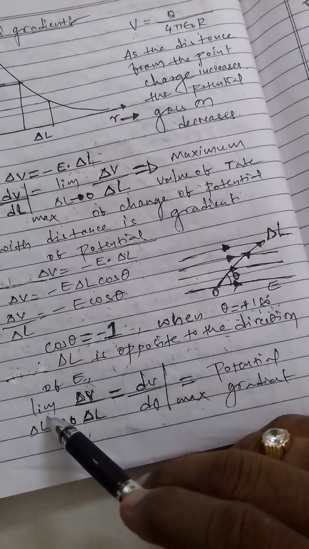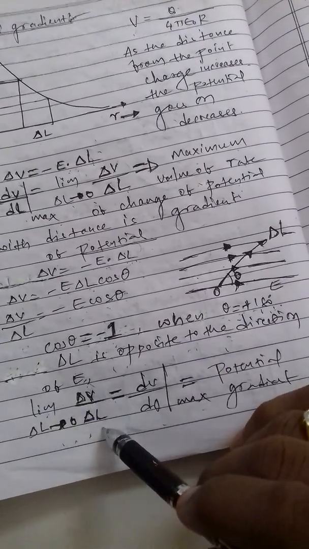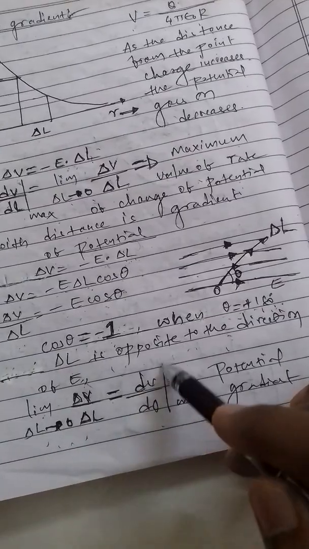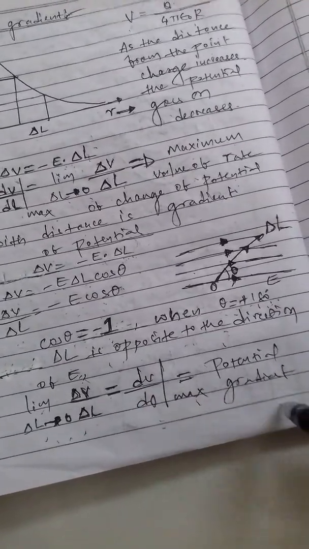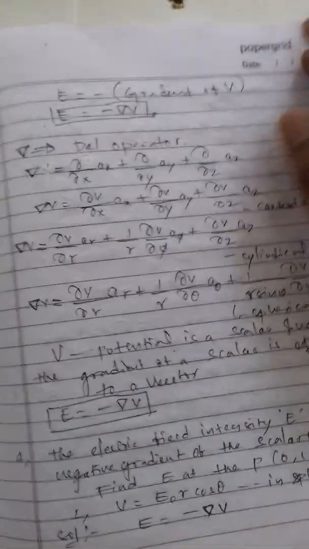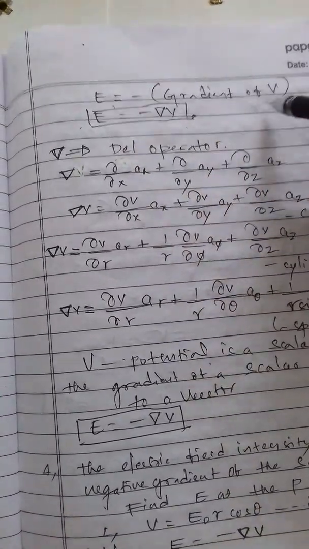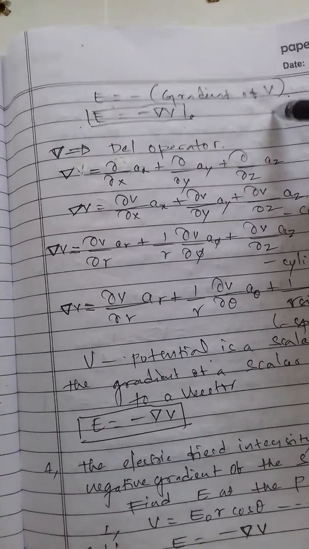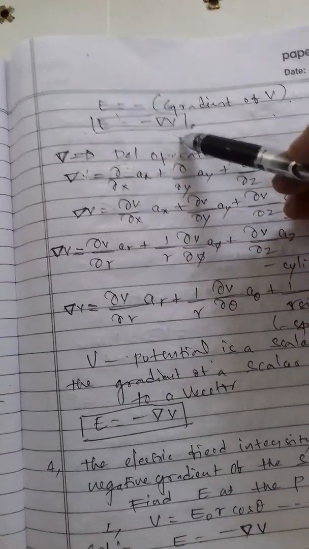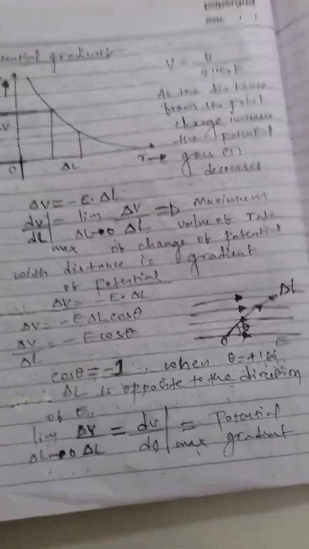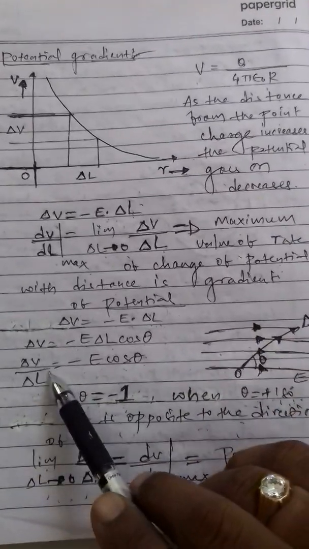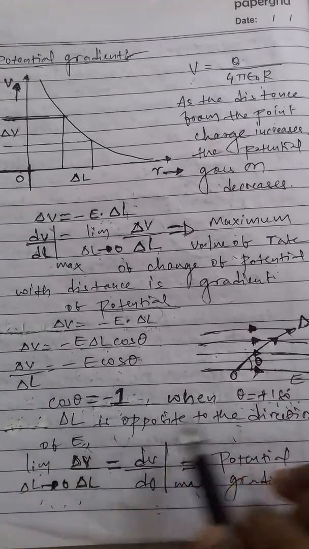Now, the limit of delta V by delta L as delta L tends to 0 is equal to dV by dL, that is the maximum, that is the potential gradient. Here it can be written as E is equal to minus gradient of V. E is equal to minus del V, where delta V by delta L as delta L tends to 0.